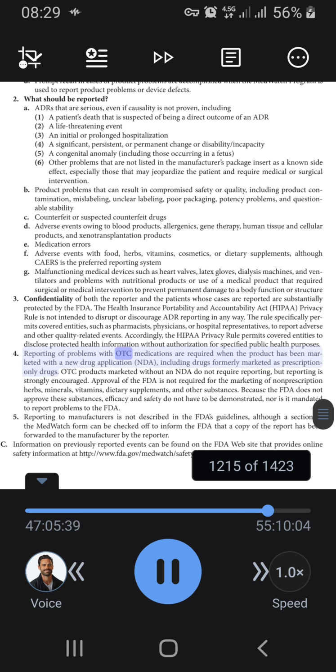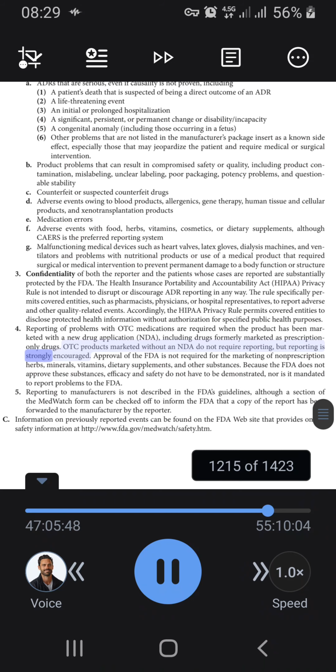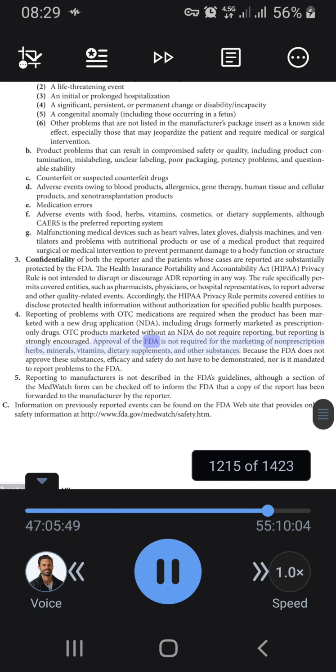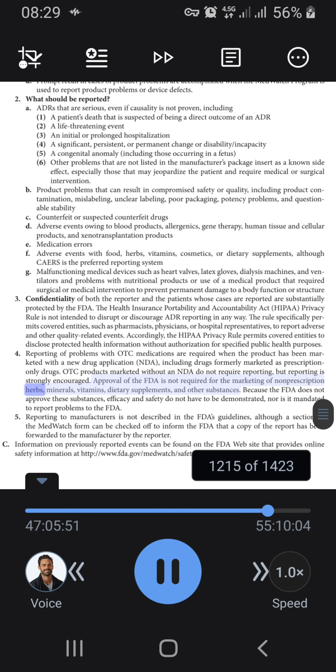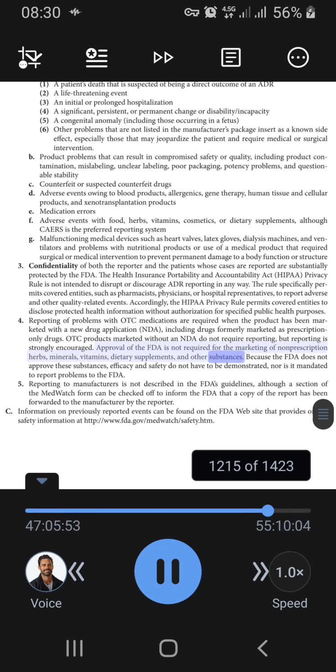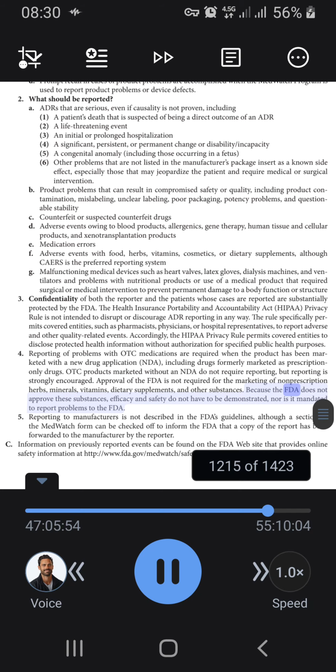4. Reporting of problems with OTC medications is required when the product has been marketed with a new drug application, NDA, including drugs formerly marketed as prescription-only drugs. OTC products marketed without an NDA do not require reporting, but reporting is strongly encouraged. Approval of the FDA is not required for the marketing of non-prescription herbs, minerals, vitamins, dietary supplements, and other substances. Because the FDA does not approve these substances, efficacy and safety do not have to be demonstrated, nor is it mandated to report problems to the FDA.